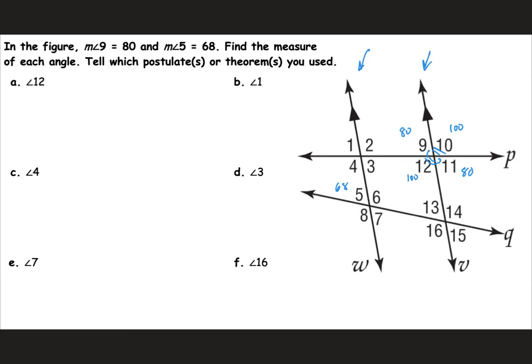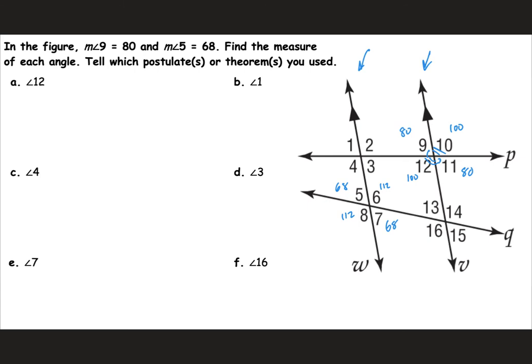Same thing over here. 5 is 68, therefore 7 is 68. And therefore, because of linear pairs, angle 6 is 112, and then because of vertical angles, 8 is 112 as well. Alright, so all I did to solve for these angles is just use my vertical angles theorem and my linear pair knowledge. Okay? Now I can use my parallel line knowledge and we can get started.